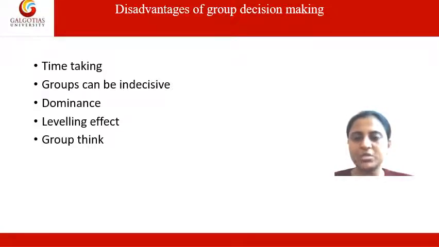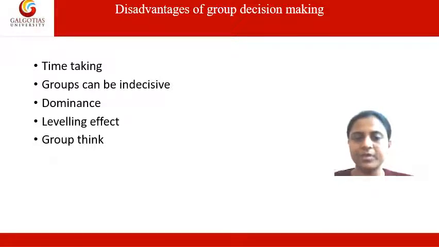Another biggest limitation is dominance of certain individuals. So, people who have either a strong personality or a strong position can easily dominate over the group. Another limitation is leveling effect. That means groups inevitably have to compromise to reach a decision, and this can lead to mediocre decision making. Now, mediocrity results when an individual's thinking is brought into line with the average quality of a group's thinking, and hence leveling effect occurs.